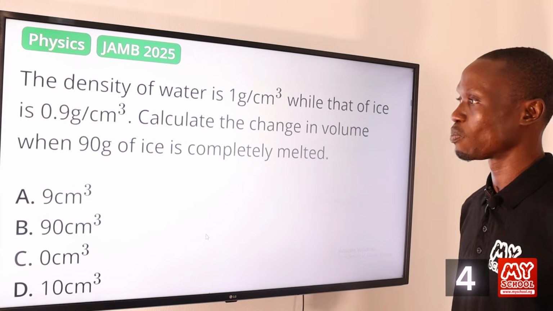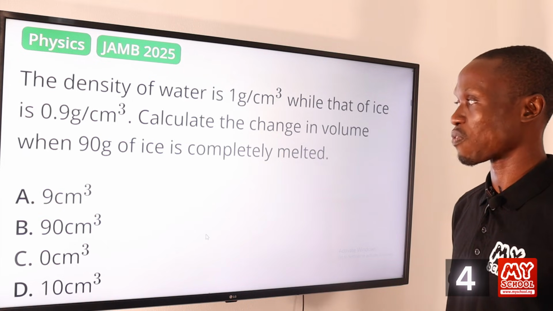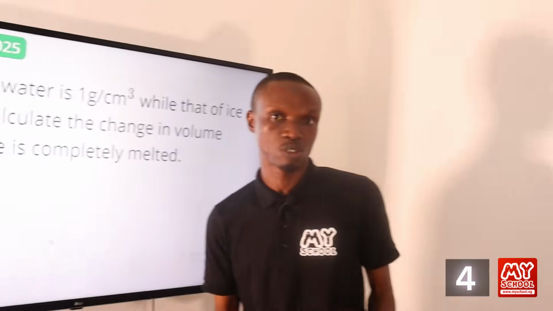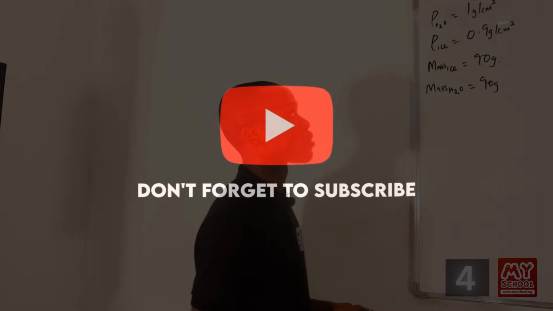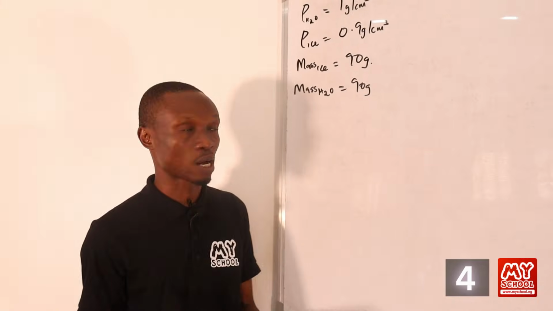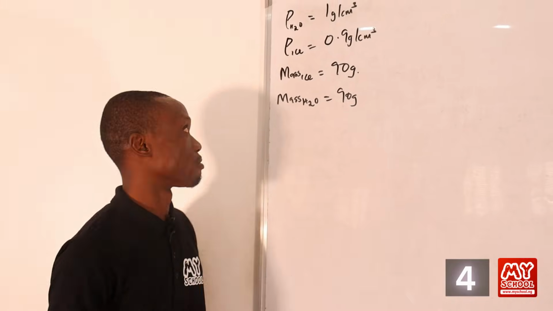Calculate the change in volume when 90 grams of ice is completely melted. So let's move over to the board to provide an answer to this question. Basically, what we are going to do here is calculate the volume of ice and the volume of water. Then we'll look for the change, right?